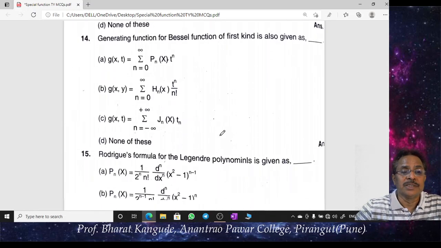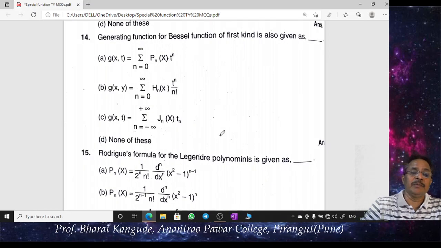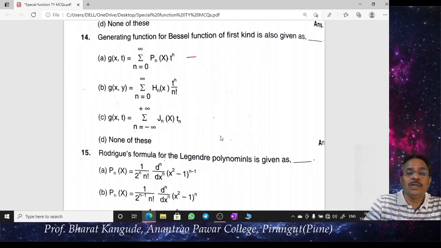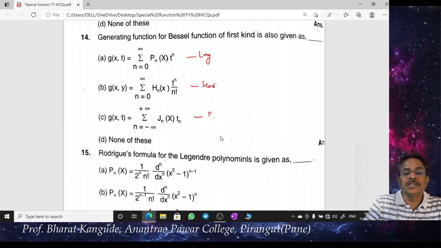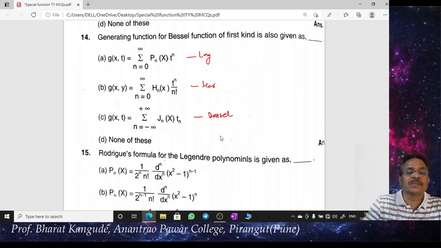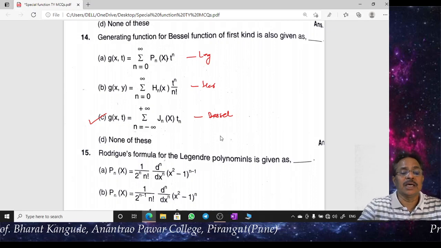Now a similar question again: the generating function of the Bessel function of the first kind is given by, already we have seen, this is for Legendre, this is for Harmonic, so naturally this is for the Bessel function of the first kind. Therefore for question number 14, C is the correct option.